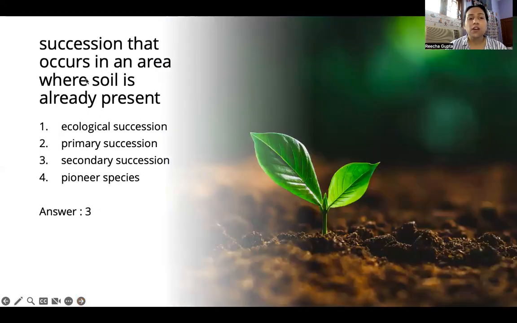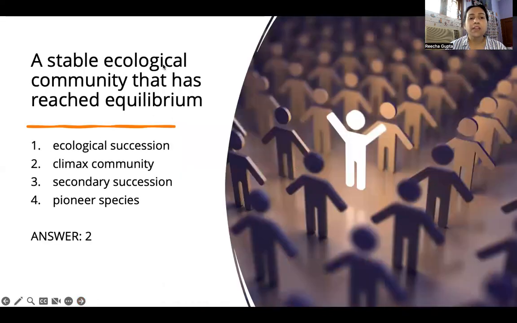Then, the succession that occurs in an area where soil is already present. If soil is present, then it will be the secondary succession. Yes, correct. A stable ecological community that has reached equilibrium. If it has reached equilibrium, it must be the climax community. Yes, right.